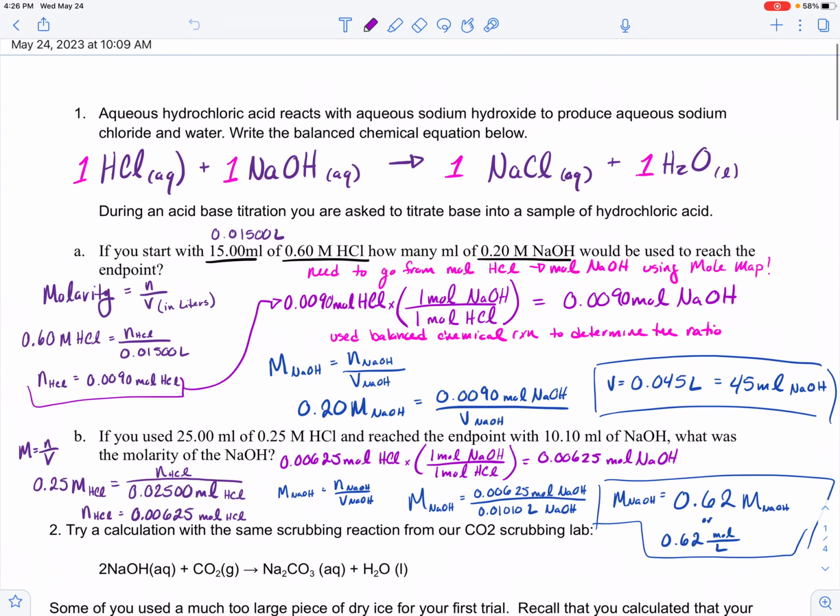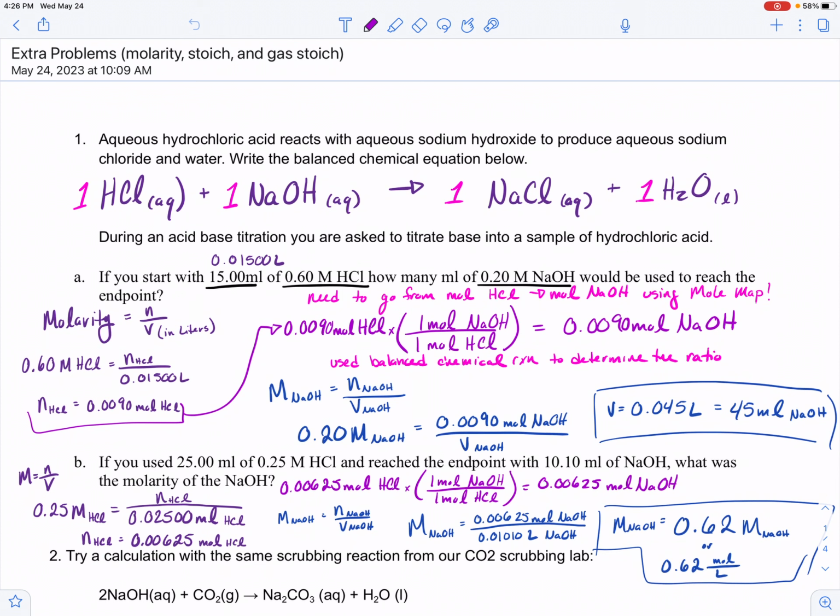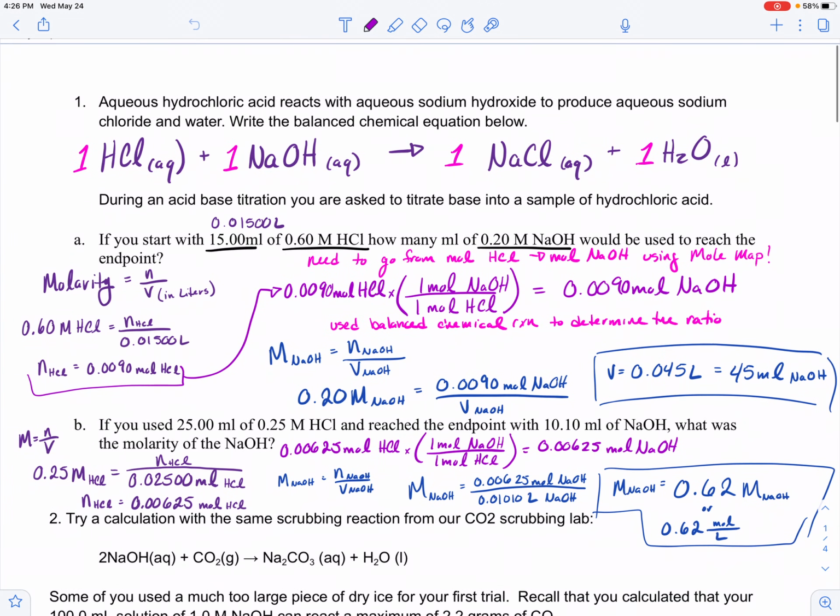I wanted to do a recording to go over the key for the extra problems that I posted for molarity, stoichiometry, and gas stoichiometry. I'm going to start with problem number 1. I've already written the answers. I just wanted to go over how I went about solving them.